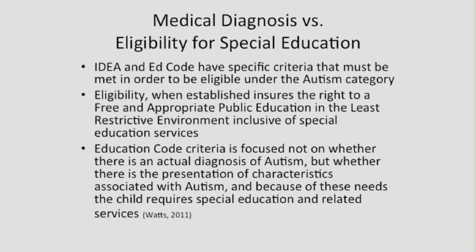So if you are determined through the education system to be eligible to receive services under a diagnosis of autism, that does then ensure the right to a free and appropriate public education in the least restrictive environment. We can talk a little bit about that in the discussion. So it's not required that you have a medical diagnosis of autism, but you need to have characteristics of autism that impair your ability to learn and to be a part of the general education classroom, requiring supports.